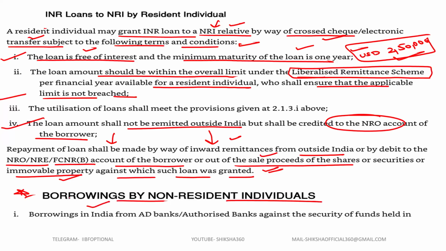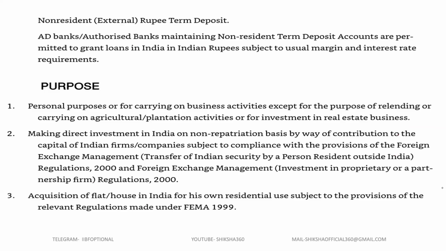Next one, that is borrowings by non-resident individuals. Borrowings in India from authorized dealer banks or authorized banks against the security of the funds held in the non-resident external rupee term deposit. That is, against the FD.